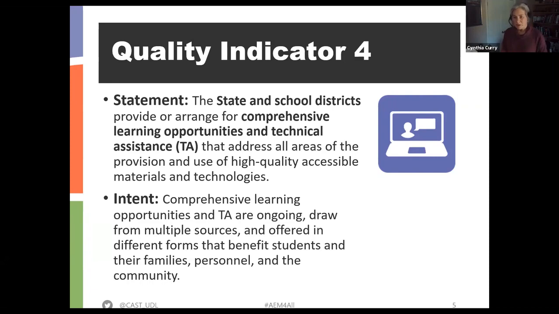It draws upon multiple sources because we know that they're out there and offered in different forms. So thinking about the delivery of training from a universal design for learning perspective and using that also as an opportunity to model best practices for teaching and learning, and that these are comprehensive as well in terms of who are the recipients. So families, personnel, and the wider community.